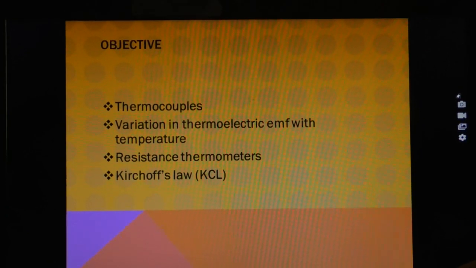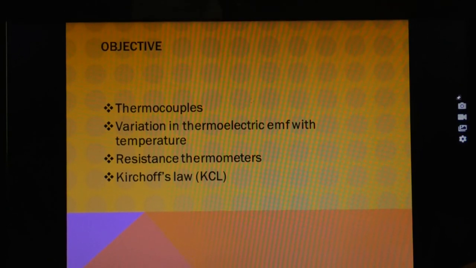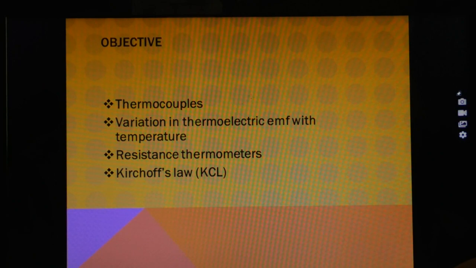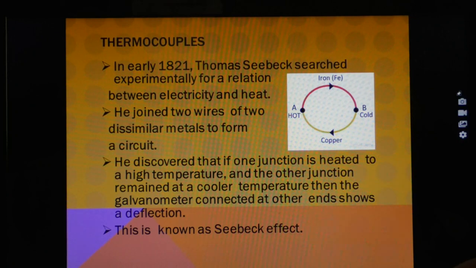After listening to today's lecture, you would be able to understand thermocouples, variation in thermoelectric EMF with temperature, resistance thermometers, and Kirchhoff's law, KCL. First of all, we come to thermocouples. As is indicated from the word thermocouple, thermo means temperature, couple means two, a pair.